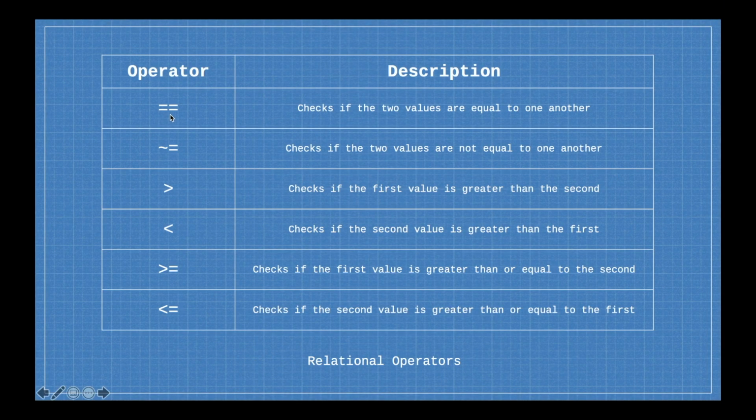So we can use, again, equals equals, which checks to see if two values are equal to one another. Not equals, that's a tilde, checks if two values are not equal to one another. So 2 is not equal to 2 would return false.